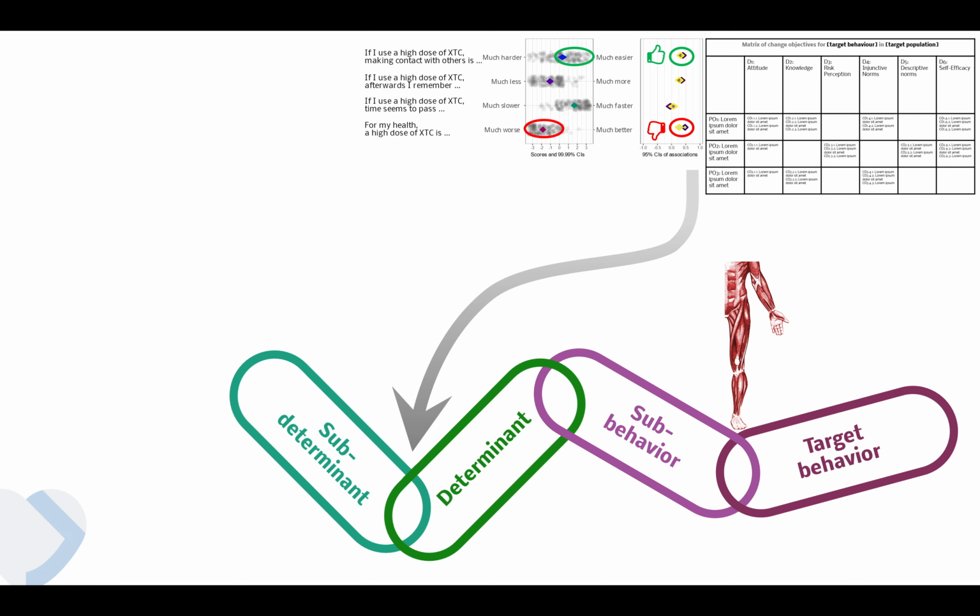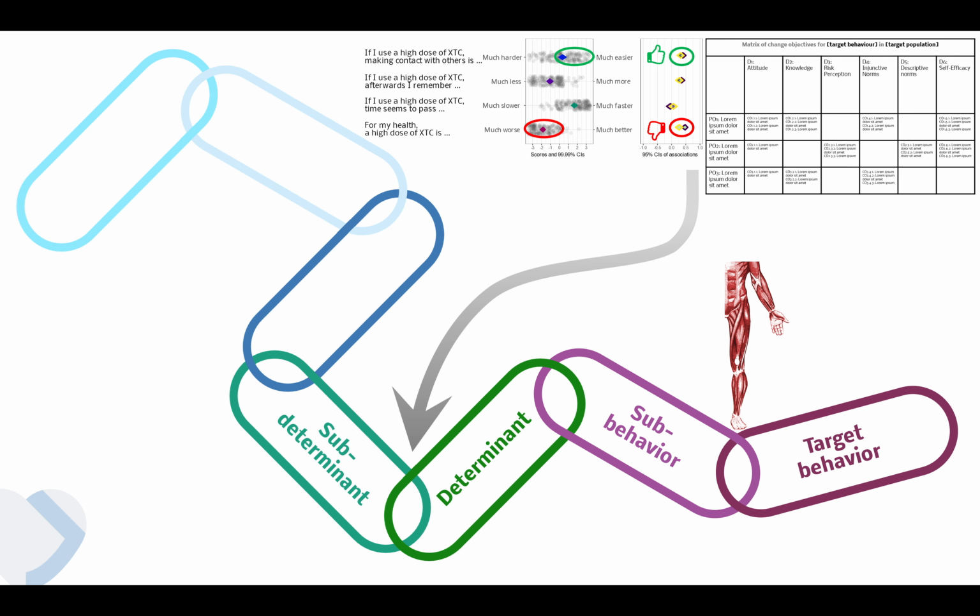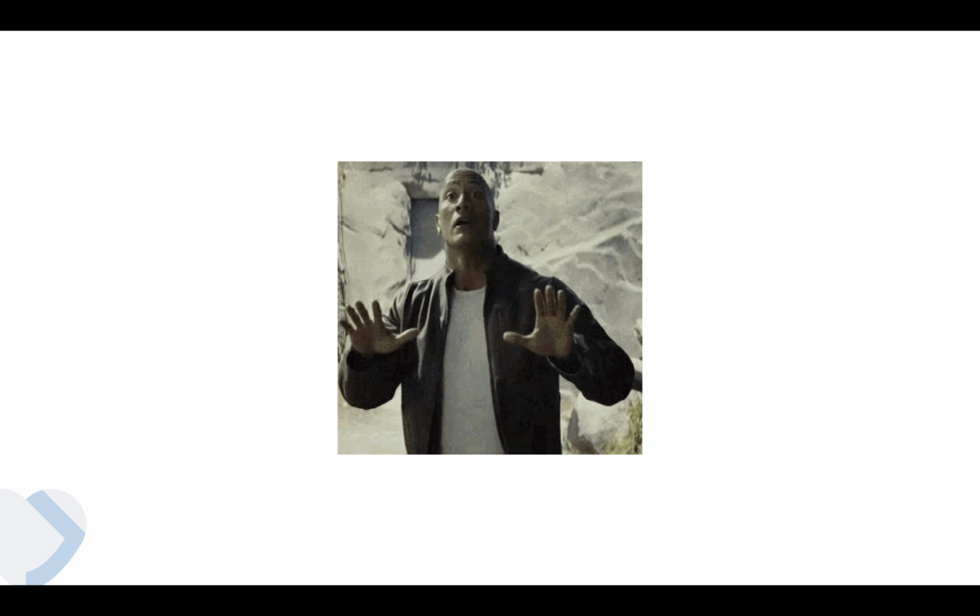So to put everything together in what we call the causal structural chain, eventually you want to target the target behavior, and we split it up into sub-behaviors. Every sub-behavior is predicted by determinants which consist of subdeterminants that are relevant to your specific target behavior. And then there are the 3 missing links which we'll discuss today.